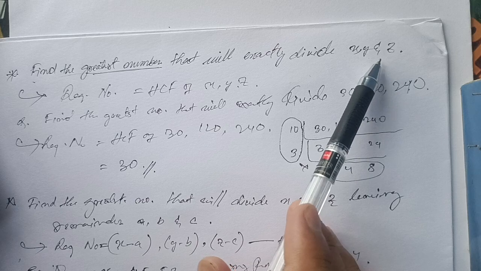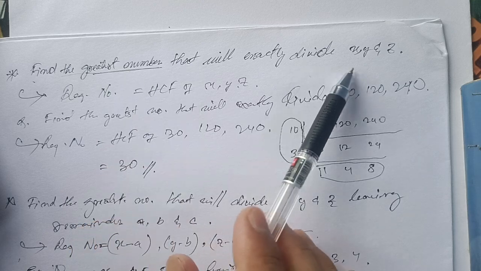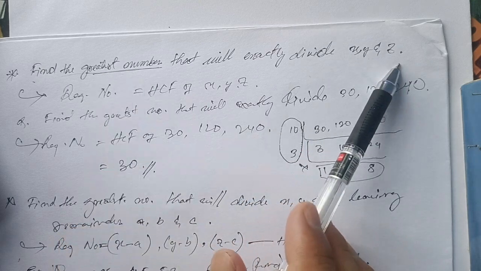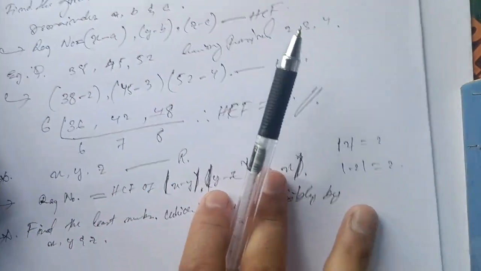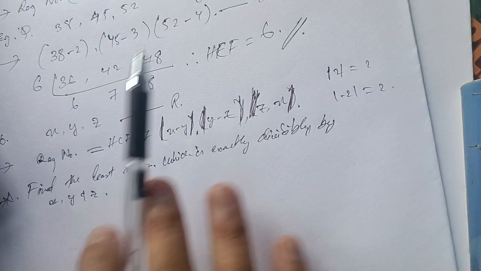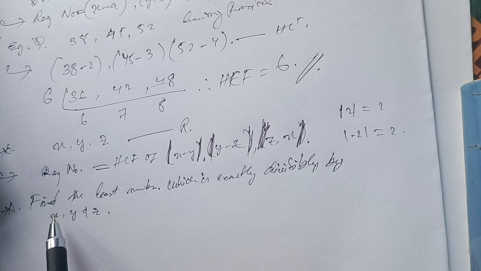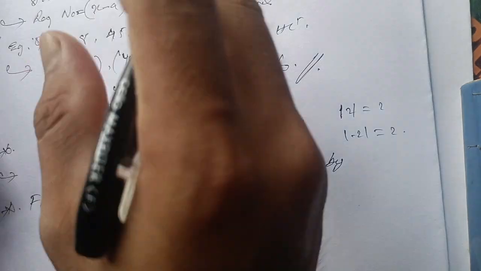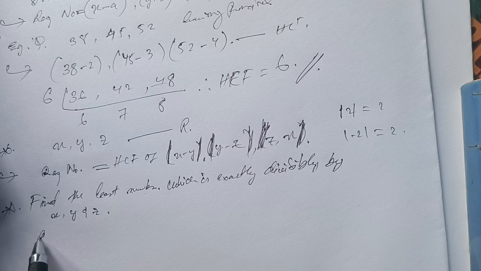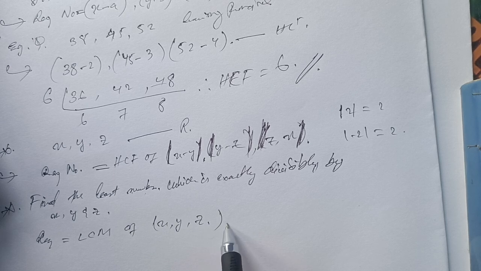x, y and z are numbers. We have to find the least number which is exactly divisible by these numbers. That means the required number is a multiple of each of them, so the required number is the LCM of x, y, z.